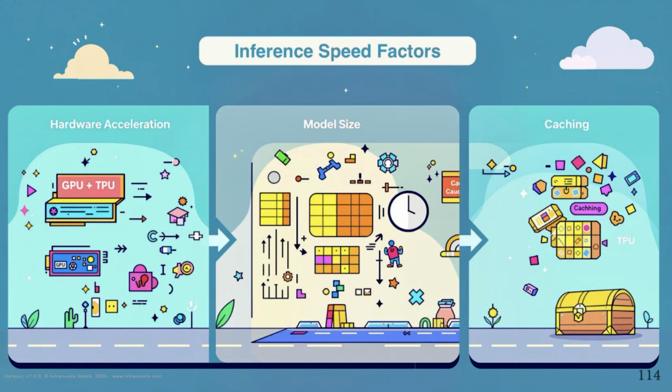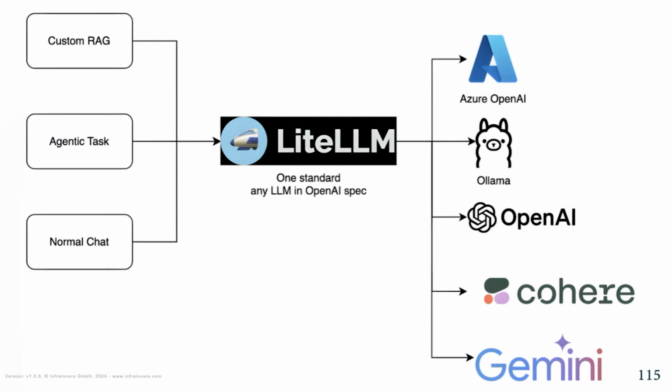And last but not least, there is caching, which is about storing common responses or intermediate results to save computation time for frequently repeated queries, which further improves efficiency.